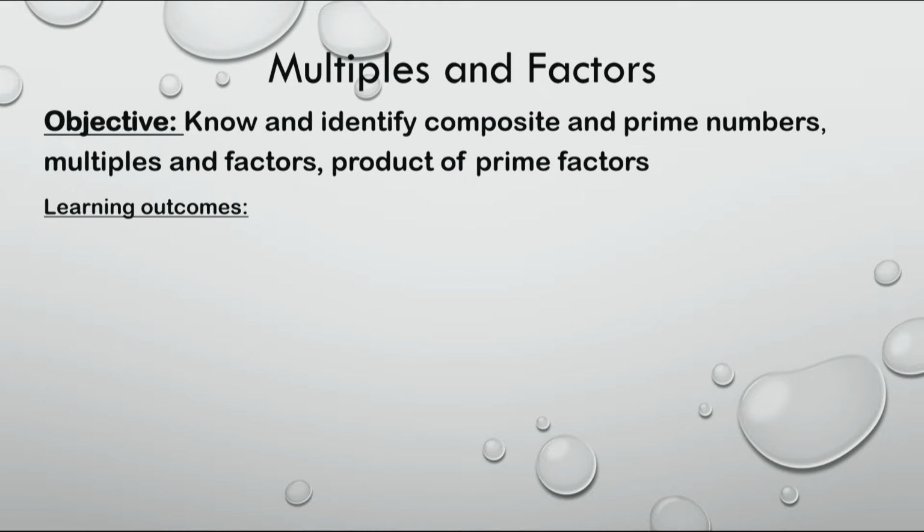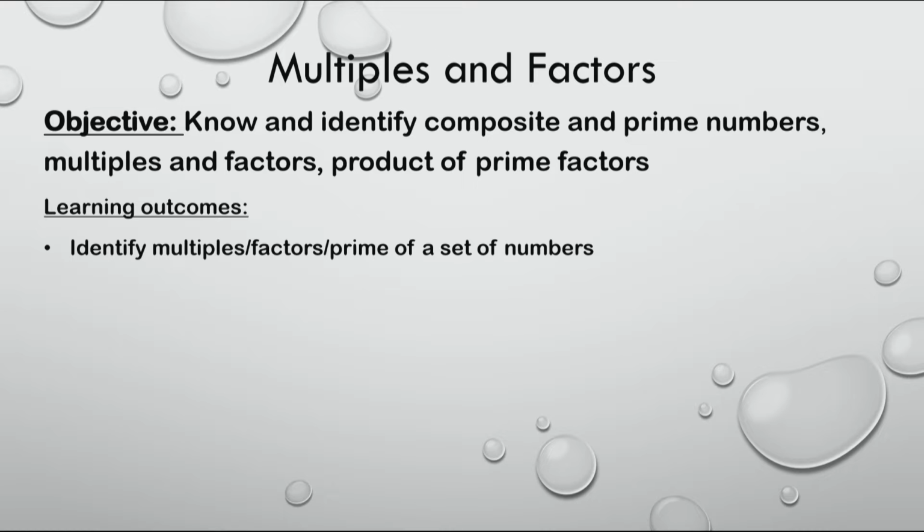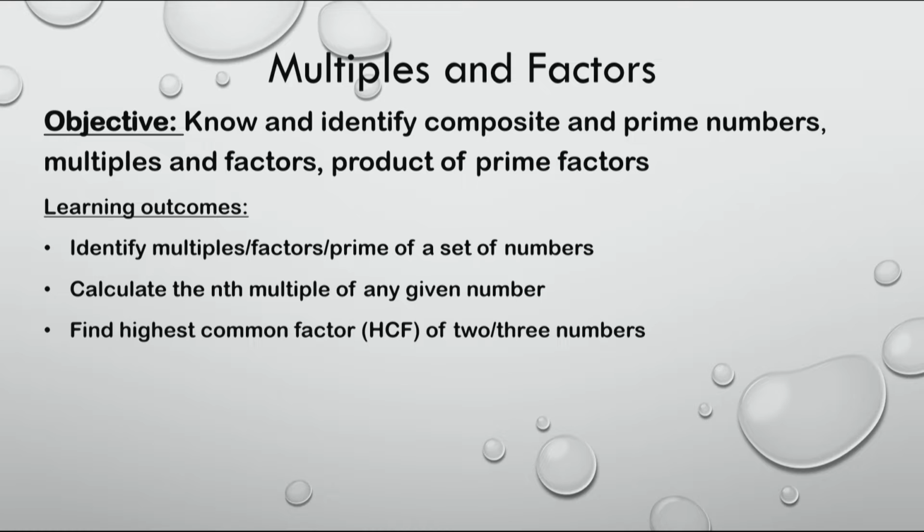So the learning outcomes: identify multiples, factors, prime of a set of numbers. Calculate the nth multiple of a given number. We'll explain a little bit more about the nth later on. Find the highest common factor, HCF, you may have heard that in S1, of 2 or 3 numbers. And as I said, it's going to be 2 lessons, and today is the first lesson. Now, the list of learning outcomes I've given is for the 2 lessons.